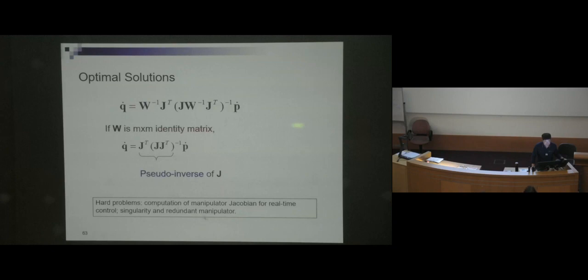It's a hard problem for the computation of the manipulator Jacobian for real-time control. So you have to consider the singularity as well as the redundancy.